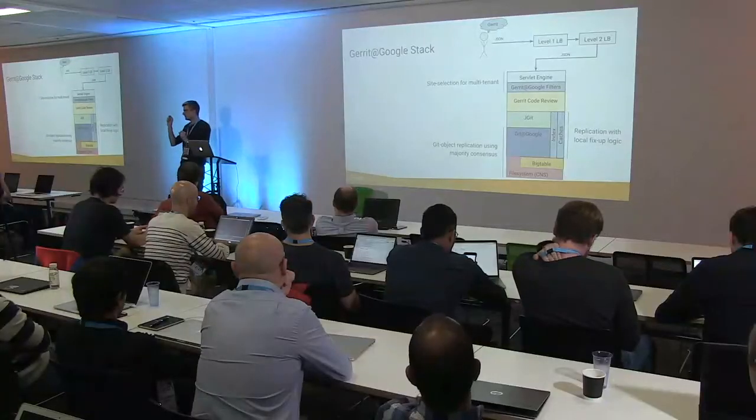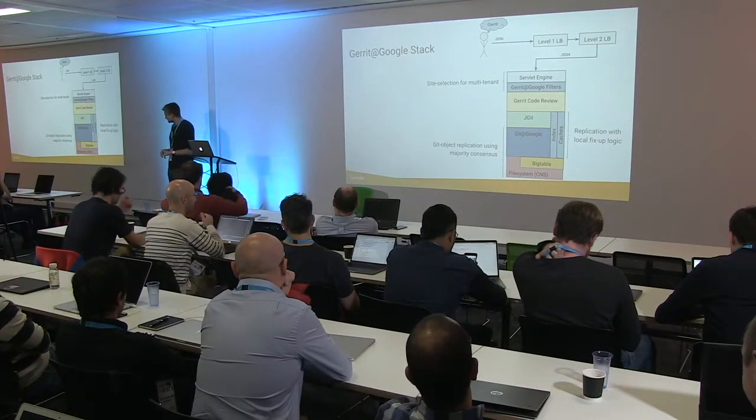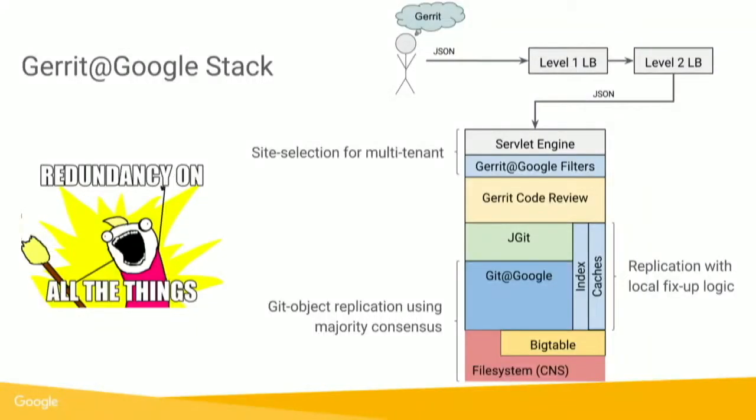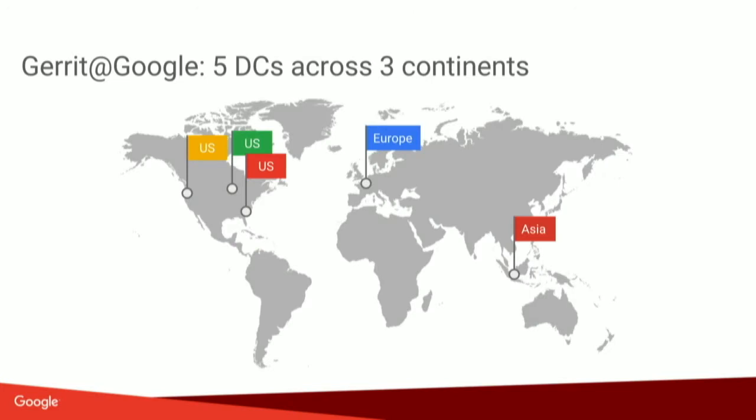Our indexes and caches are also replicated, but I have to say that some of them are just in memory, so they have an in-memory component, and they have a component that is replicated on top of Bigtable. So redundancy in all the things, yay. We run 5 data centers across 3 continents with exactly the stack we just saw. And that gives us a good latency for most of our users, I would say.